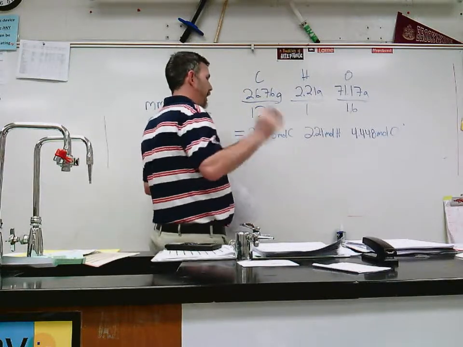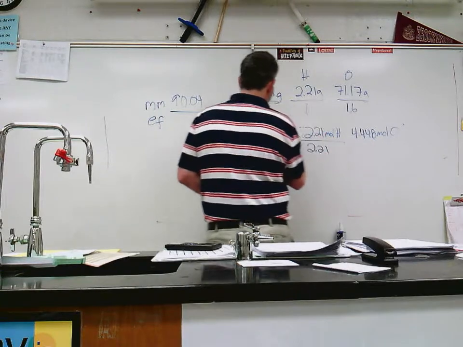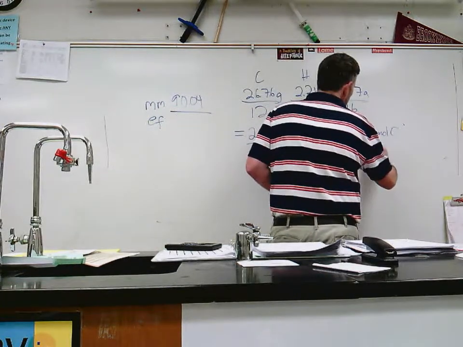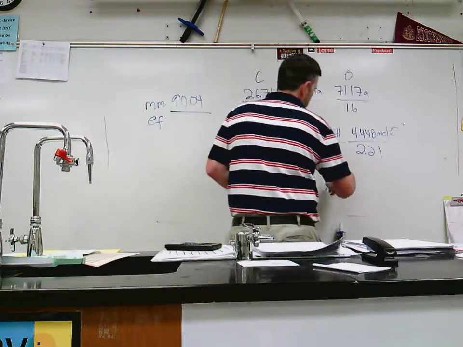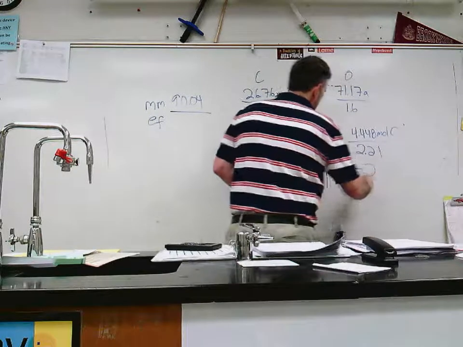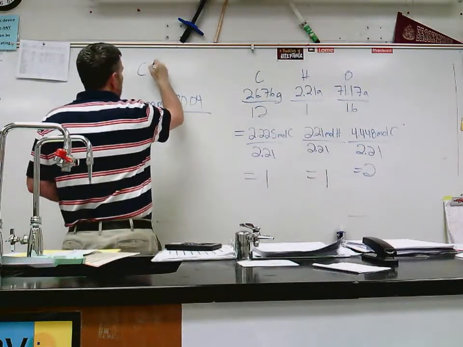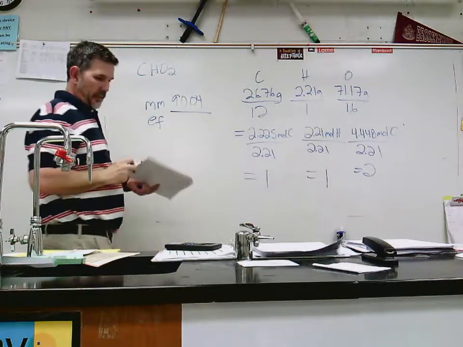We divide by the lowest mole total. So it's going to be 2.21, 2.21, 2.21. Without picking up the calculator, I realize this equals 1, this equals 1, and this equals 2. So our empirical formula is CHO2. Now then, what does that weigh?